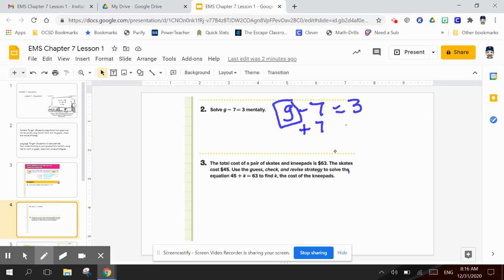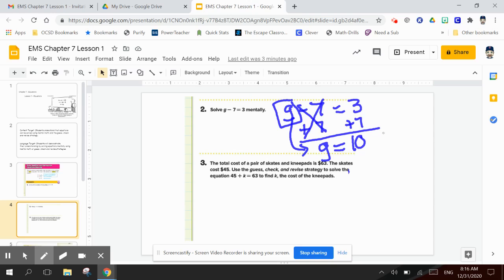Whatever I do to one side of my equation, I have to do to the other. So 7 minus 7 is 0. They cancel out. All I'm left with is g. 7 plus 3 is 10. So I can do this simple strategy, or I can try different numbers, as in my guess and check.